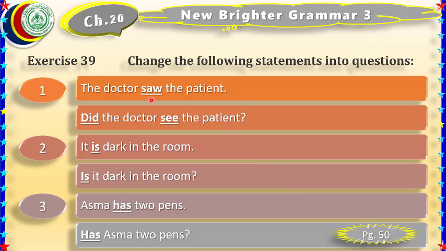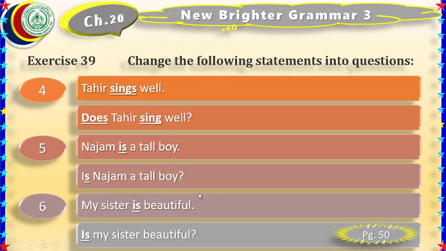The doctor saw. Saw will change into did the doctor see. It is dark in the room. Is, to change it into a question, will come in the beginning of the sentence. We have learned it before. If there is or am, was, were, has, have, had, to change such type of sentences, we bring the verb in the beginning of the sentence. In this sentence, is has come in the beginning to change it into a question. Just like this, has will come in the beginning of the sentence to change it into a question.